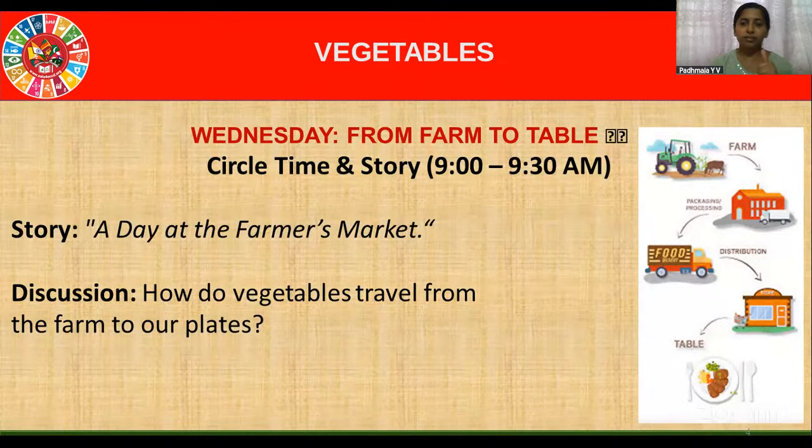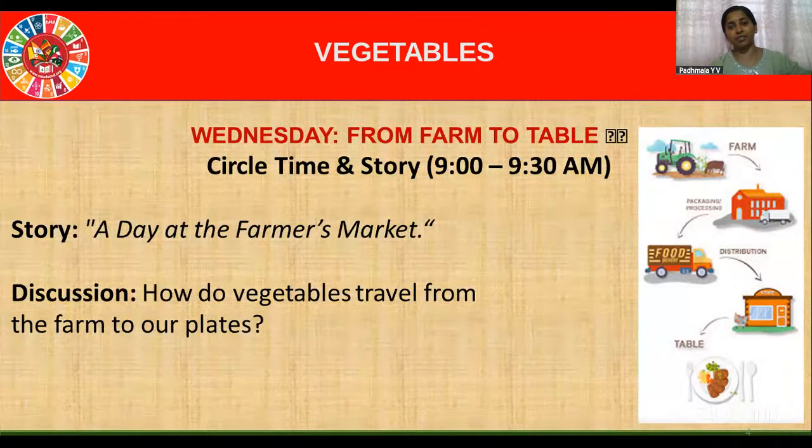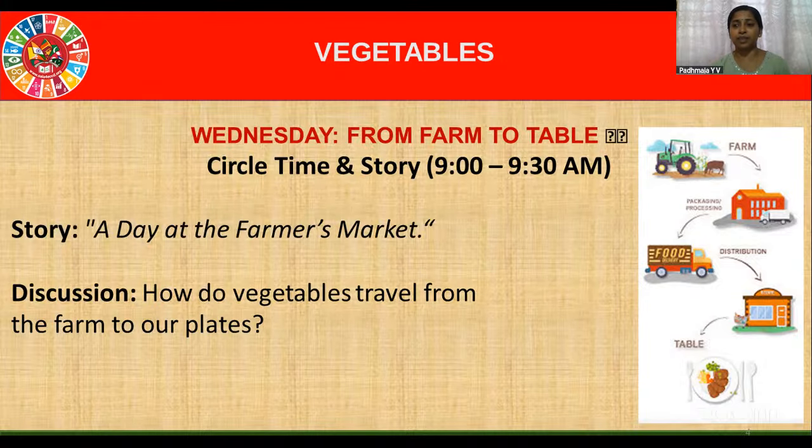Wednesday, that is the theme from farm to table. Again, we are going to have the circle time and story. Here, the story can be a day at the farmer's market. Discuss how the vegetables travel from the farm to our plate. It is not so easy that the farmer will grow.